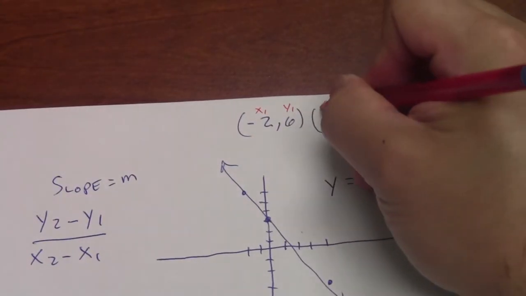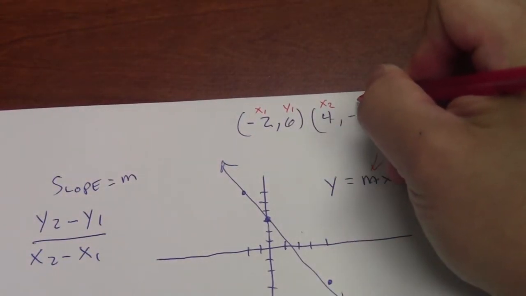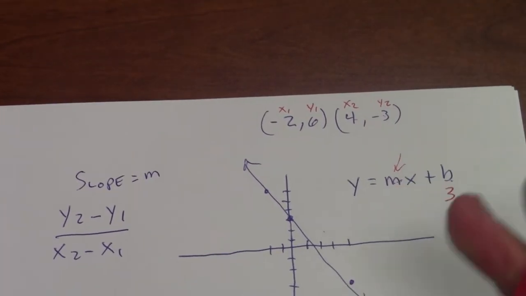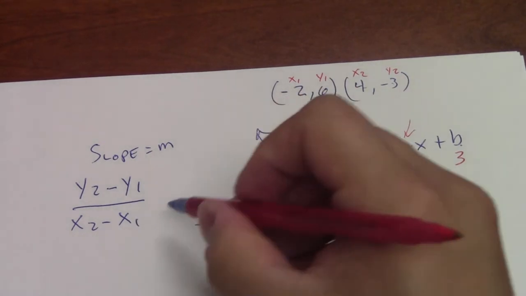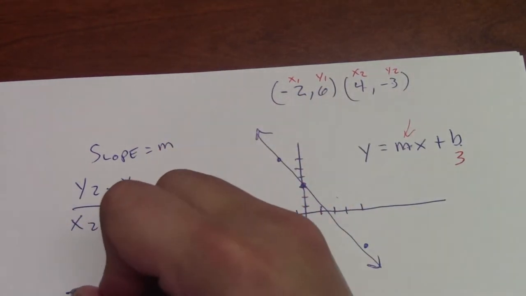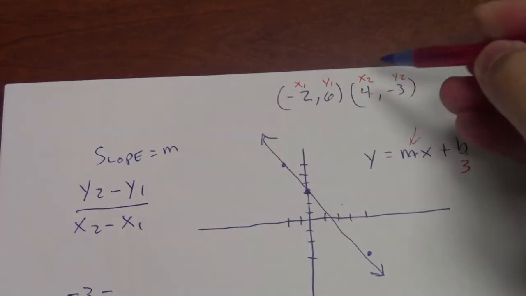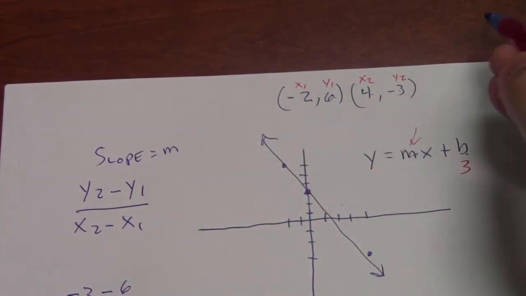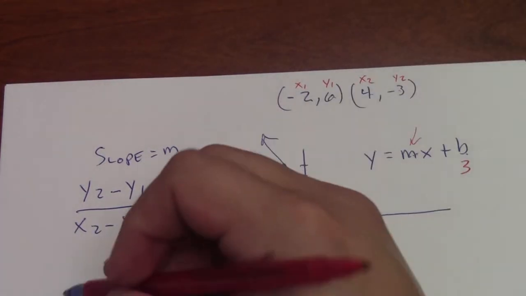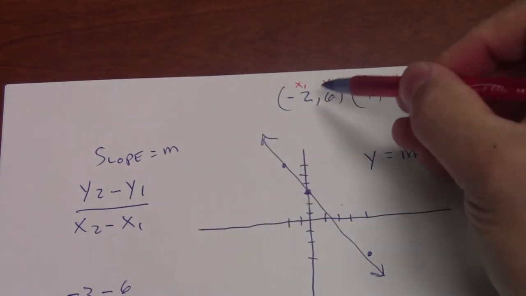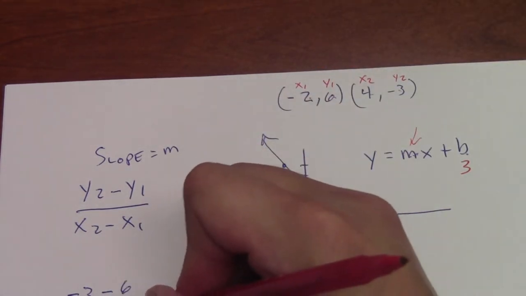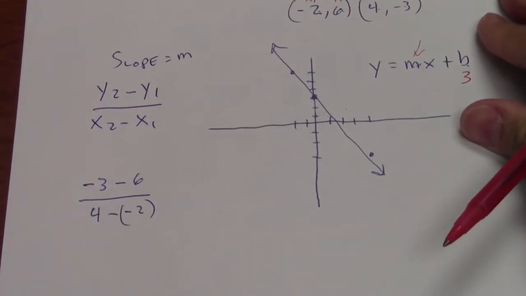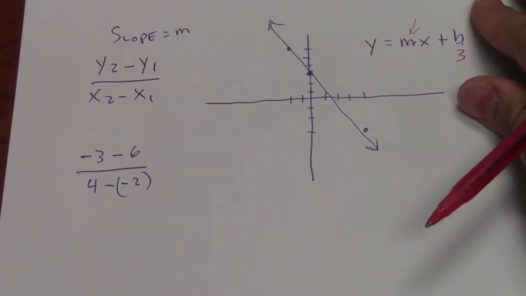x1, y1, x2, y2. All right, let's go for it. So y2 minus 3 minus y1, which is 6. x2 is 4 minus x1, which is negative 2. All right. Sorry about that. There we go. Now you can see it.